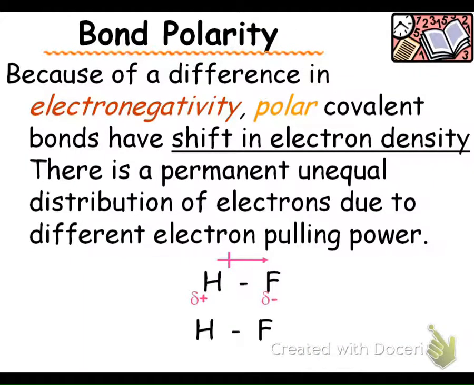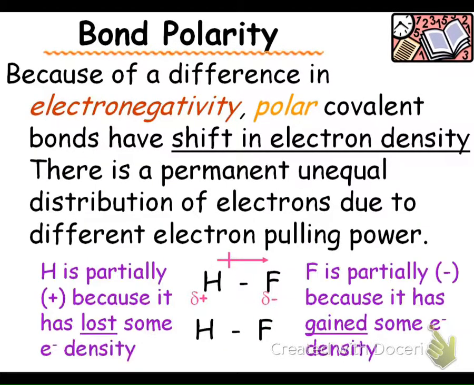So bond polarity, because of a difference in electronegativity, polar covalent bonds have a shift in electron density. So there's a permanent unequal distribution of electrons due to different electron pulling power. So in this case, my fluorine, which I know is the biggest bully on the periodic table, is going to pull the electrons more towards it, so it has a slightly negative charge, and the hydrogen then would have a slightly positive charge. And so the hydrogen has lost some electron density, and the fluorine has gained some electron density because of the high electronegativity of fluorine.